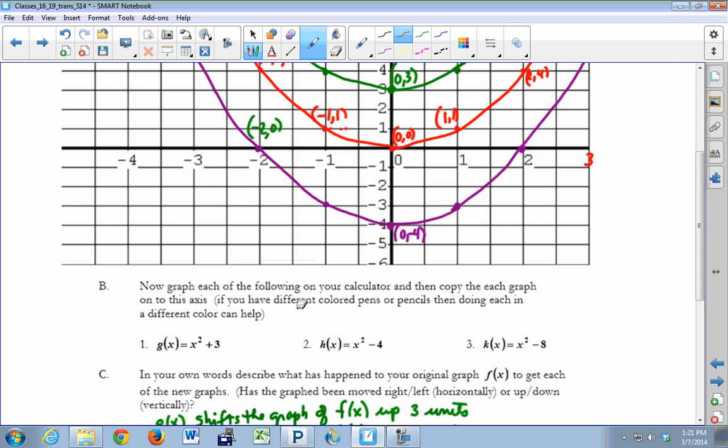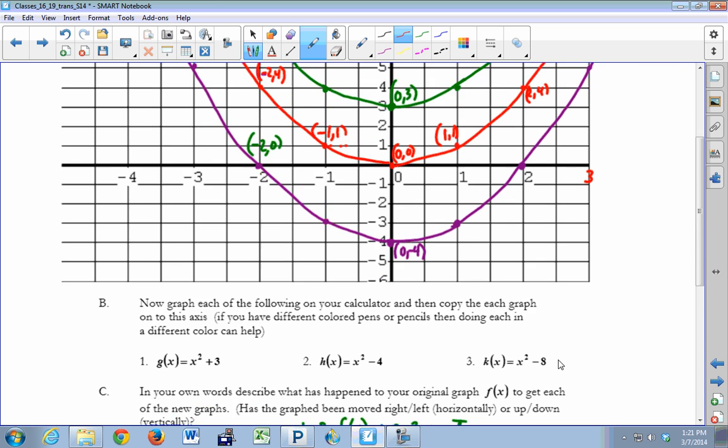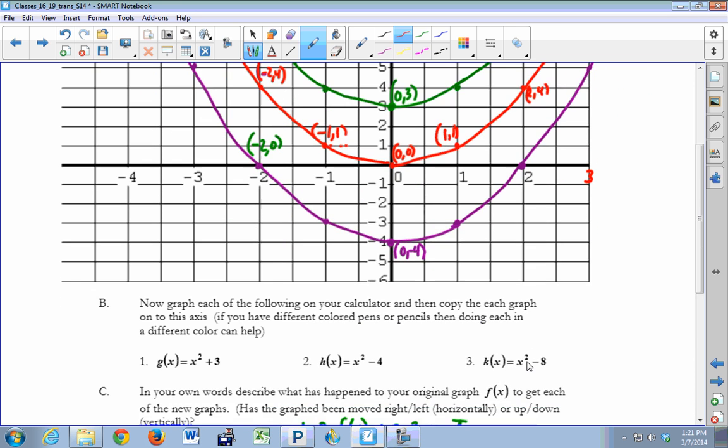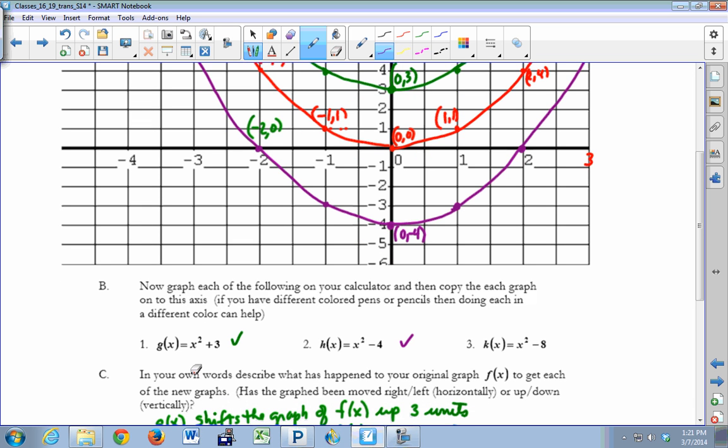And now I'm being asked to graph, in a different color, 3 new functions. Well, my graph doesn't have all of the possibilities that your sheets have. So I actually just did g of x in green, and I did h of x, excuse me, in purple. So to graph g of x, let me keep that in the same color so we're not confused.